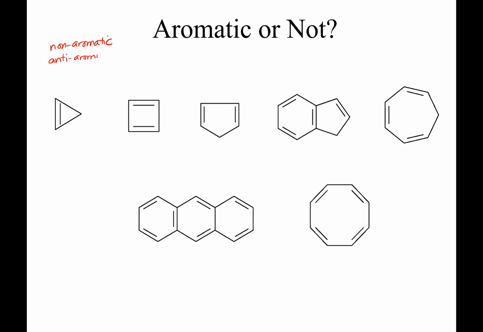If aromatic is superstable, anti-aromatic is very unstable, so much so that it's almost impossible to make that molecule. Although nothing is ever impossible. Because if people say, oh, well, that compound's anti-aromatic, it can't be made, somebody's going to try and make it. And a lot of times they are successful.